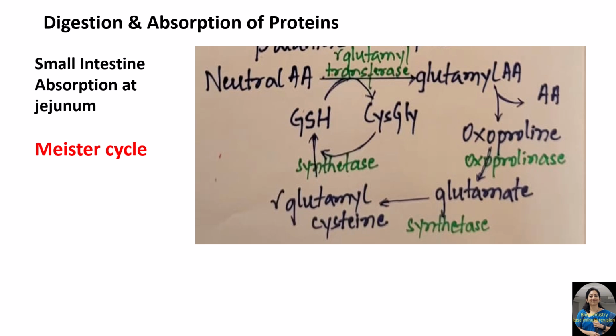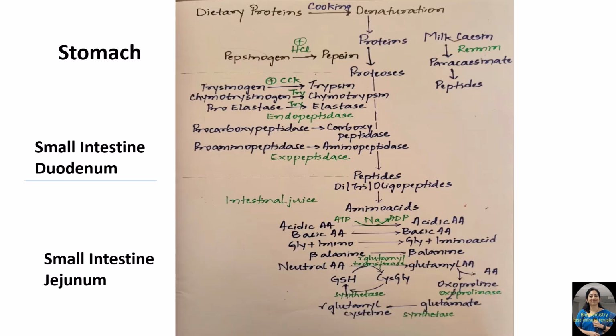Oxoprolinase acts on oxoproline and converts it back to glutamate. Now this combines with cysteine, catalyzed by the enzyme synthetase requiring energy from ATP, and gets converted to gamma glutamyl cysteine. Then subsequently glycine is added and reduced glutathione is resynthesized for further transport of neutral amino acids.